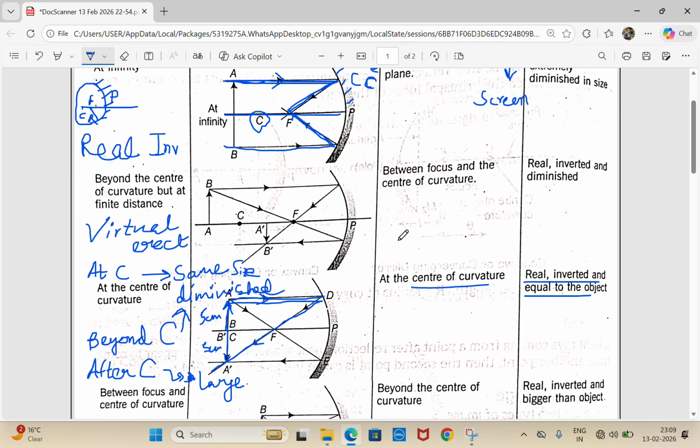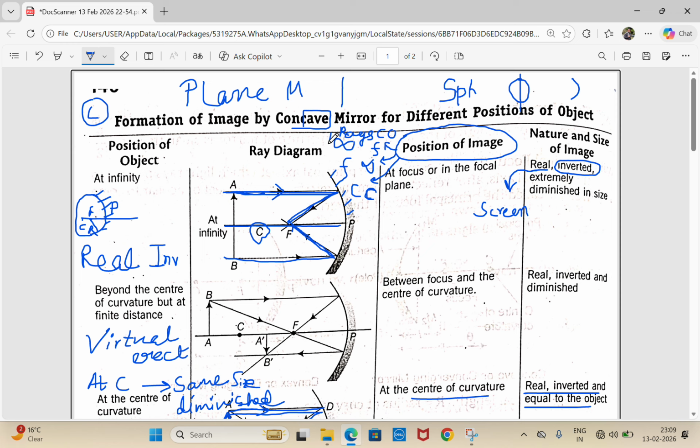Okay, now from these three cases we can obtain the other two cases, that is beyond C and after C. So you can write that like that, C to infinity, and you can write that between C and focus. So from this table, here in the place of infinity, it is like rays coming out, and there is the position of the image. Okay, here is the position of the image.